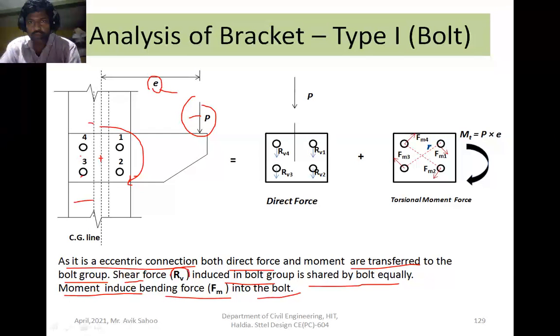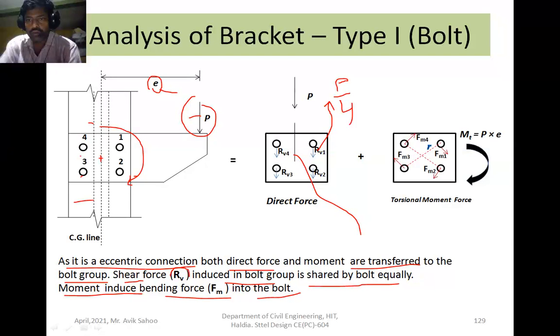So here, 4 bolts are used, so P by 4, because this force is distributed equally among the bolts. So RV1 is equal to how much? P by 4, because this force is carried by 4 bolts equally. That we have assumed, we have considered.